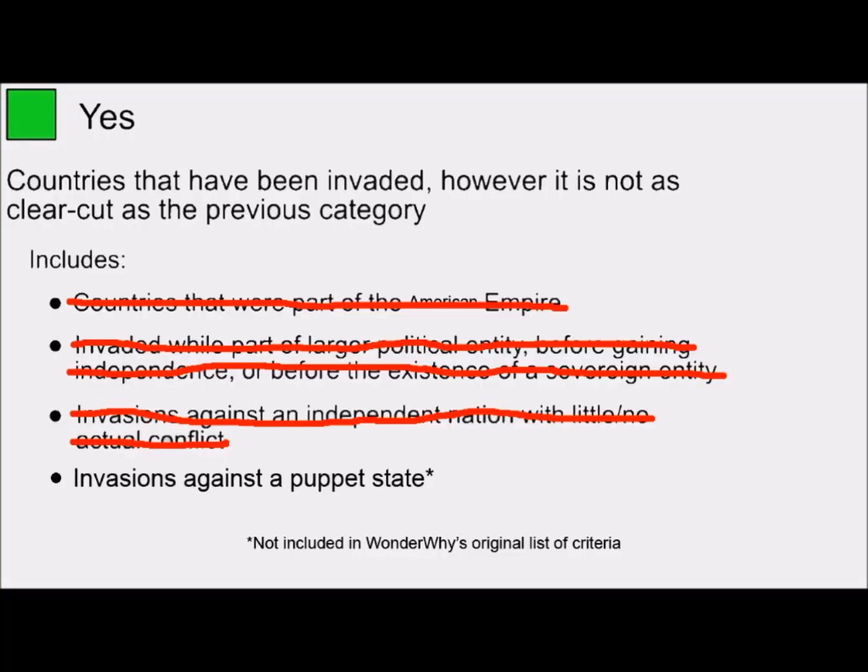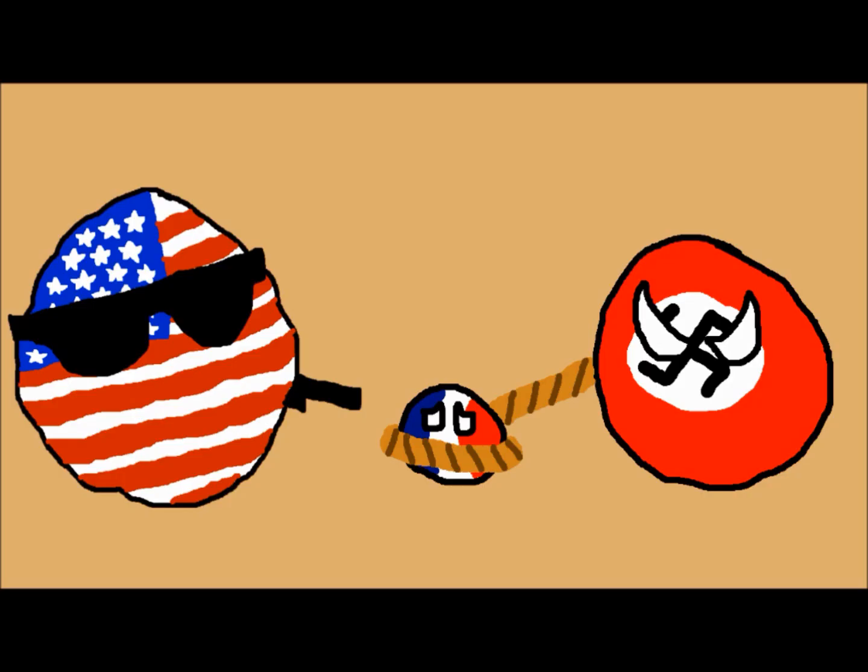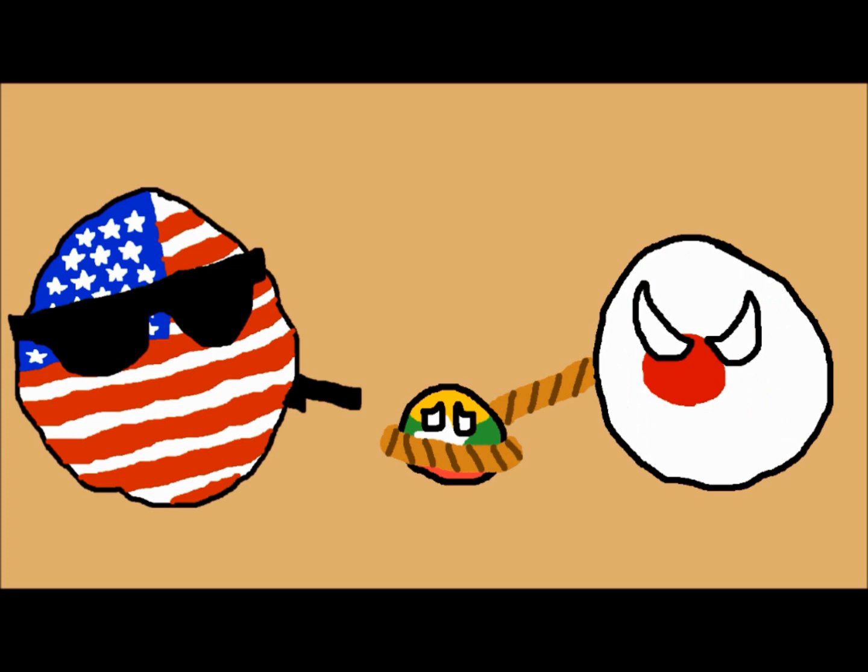I'd also add to this category invasions of puppet states, since those are kind of sovereign but not really. All examples of this occurred during World War II, when the United States invaded France, San Marino, and Burma, German, Italian, and Japanese puppet states respectively.